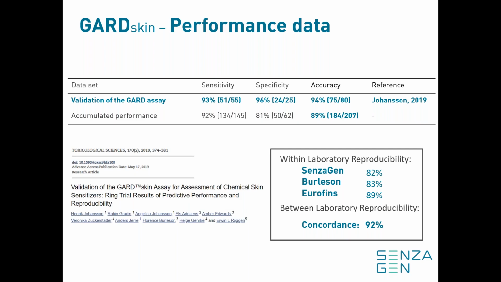For the GARD skin assay, we have tested approximately 400 substances. Among those, we have yet managed to publish 207 compounds, and the accumulated accuracy of these 207 compounds is 89% for the GARD skin assay.